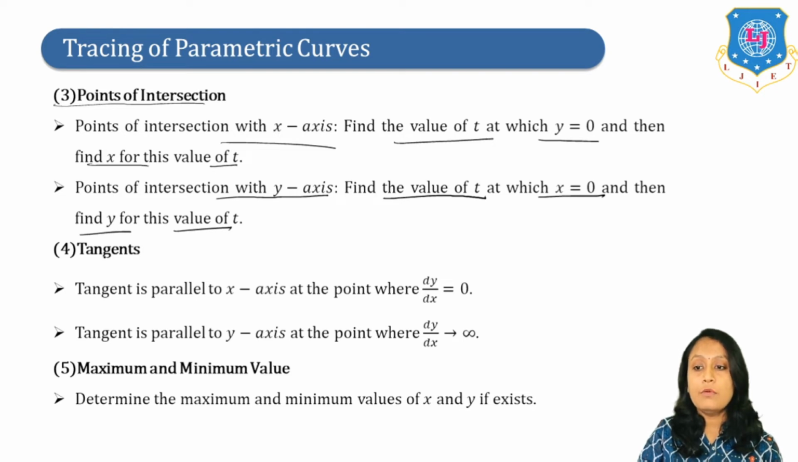Now number 4 is tangents. The tangent parallel to the x-axis is obtained at a point where dy/dx is equal to 0, and the tangent parallel to the y-axis is obtained at a point where dy/dx tends to infinity. Now the fifth one is maximum and minimum value. So we will determine the maximum and minimum values of x and y, if they exist.